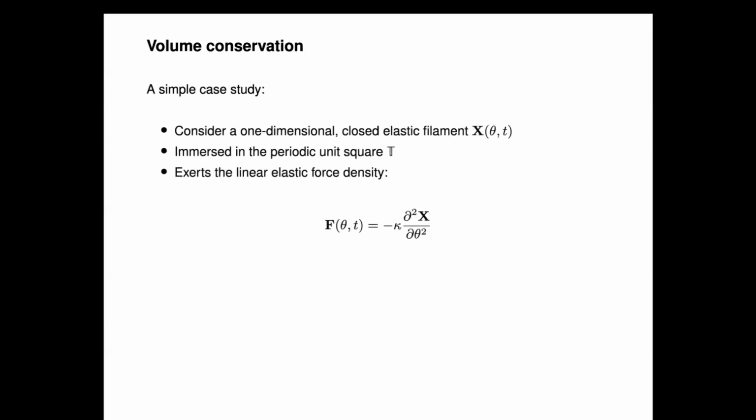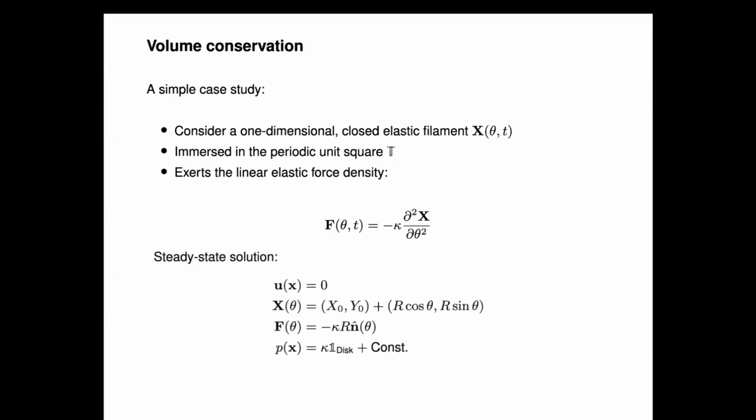All right. So let's do the simplest thing that you can do, which is example 0 in IBMR. We're going to have a one-dimensional closed elastic filament. So we're going to do this in 2D. We're going to put this in the periodic unit square. We're going to have a linear elastic force density. So this is exactly what you get if you discretize the boundary using linear springs with 0 rest lengths.